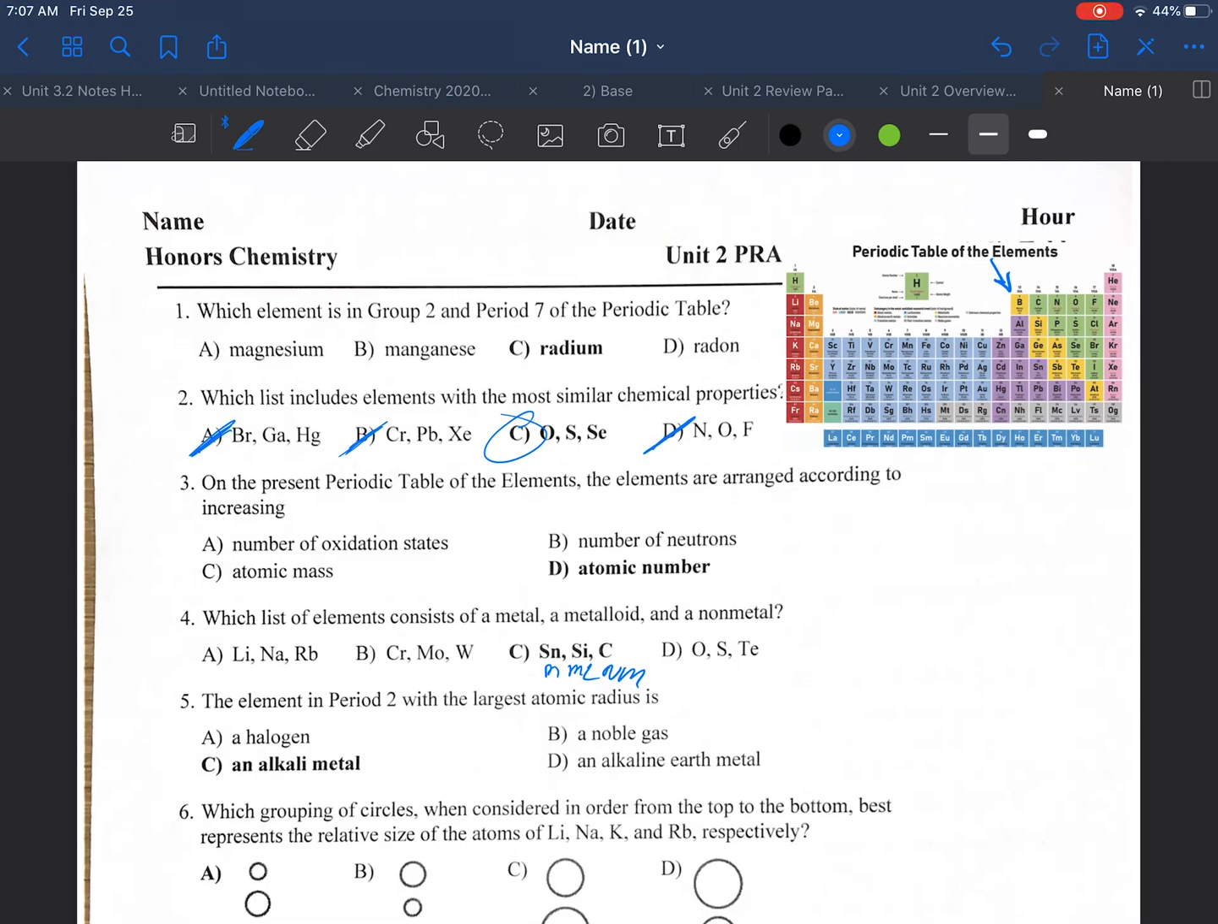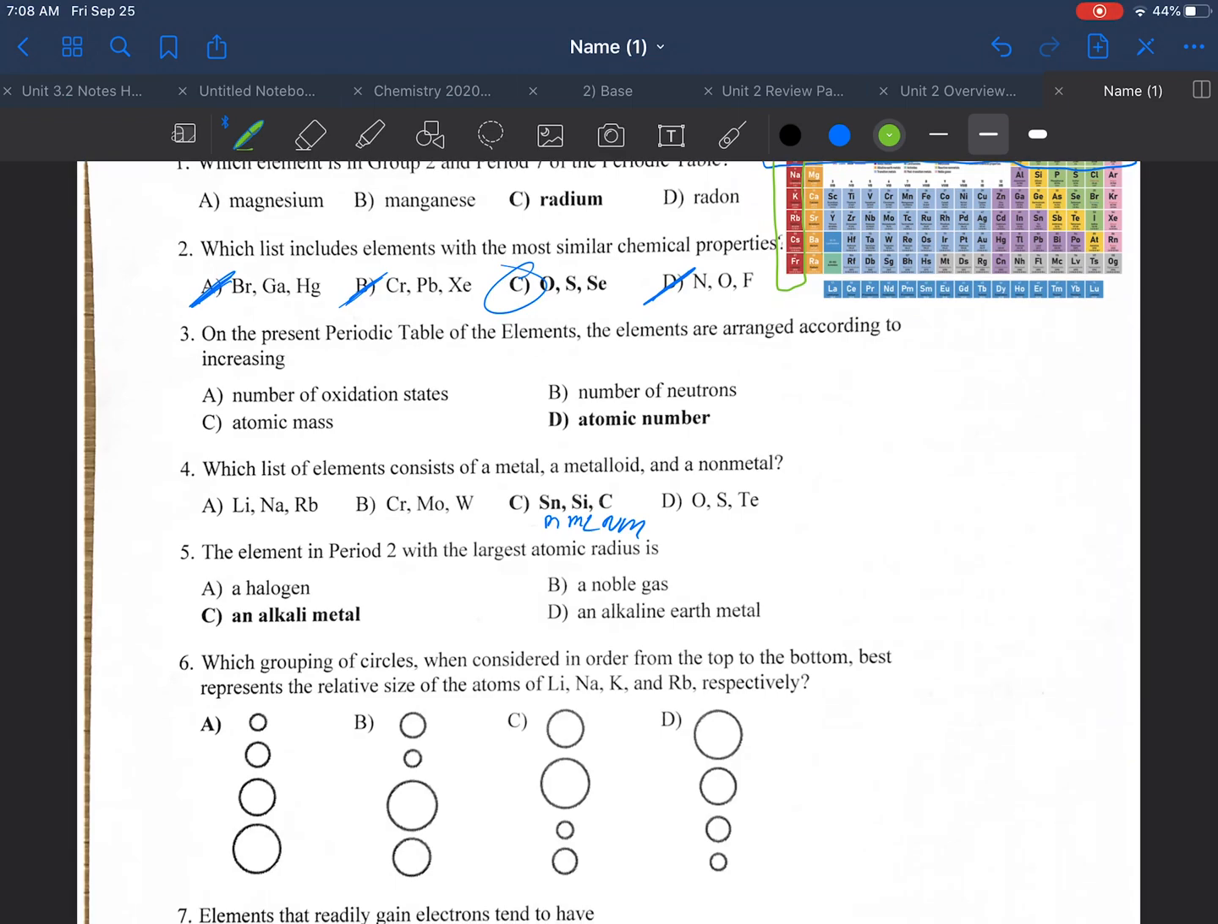Then 5, the element in period 2 with the largest atomic radius. So we are looking at this guy here. Now if I was asking this question, I'd probably put names of elements. I'm not testing you on if you know which ones are the alkali metals or alkaline earth metals, so I decided to not do that. So in this case it's C, because group 1, this first group here, are the alkali metals. And we have to remember that the atomic radius gets smaller as the atomic number gets higher. So we want to find the one with the lowest atomic number, therefore the greatest atomic radius.